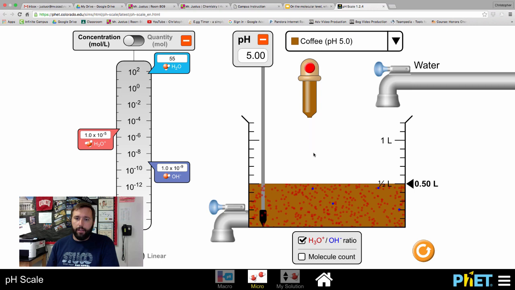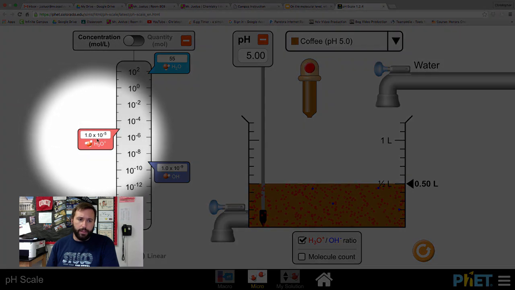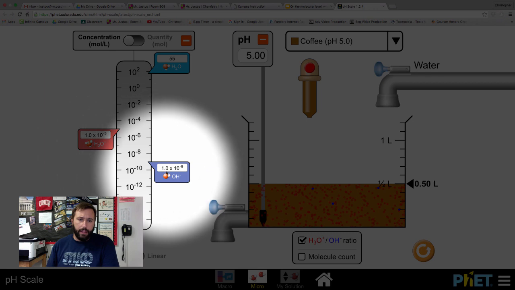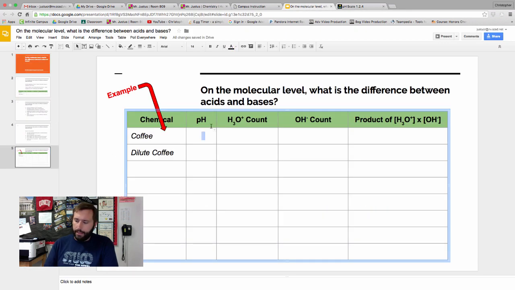I currently have coffee in my beaker. The pH is 5, and the hydronium concentration is 1 times 10 to the negative 5, and the hydroxide concentration is 1 times 10 to the negative 9. So I'm going to put that into my data table. 5.0. Hydronium concentration was 1.0 times 10 to the negative 5th. And the hydroxide concentration was 1.0 times 10 to the negative 9th.